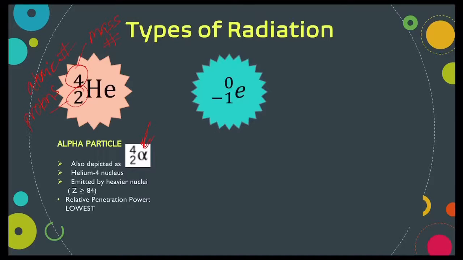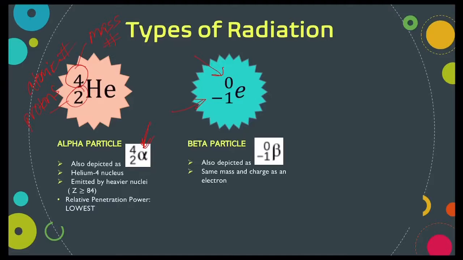Next, we're going to look at the beta particle. The beta particle has a lowercase e, with a mass number of 0 and an atomic number of -1. So this is also depicted as the Greek letter beta, with the same mass number and charge as an electron. The beta particle, just like the alpha particle, is emitted by nuclei.